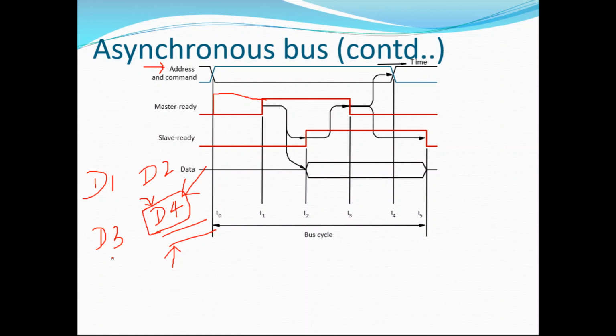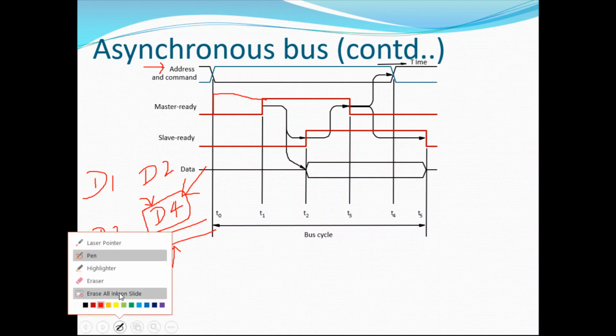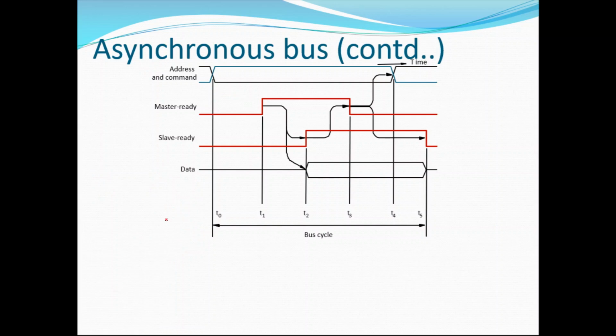To avoid such a thing from happening, the bus master delays the master ready by this much time. Because of that delay, from this time it is sure that all the devices will be getting the correct address and command. Then they will decode the correct address and command.